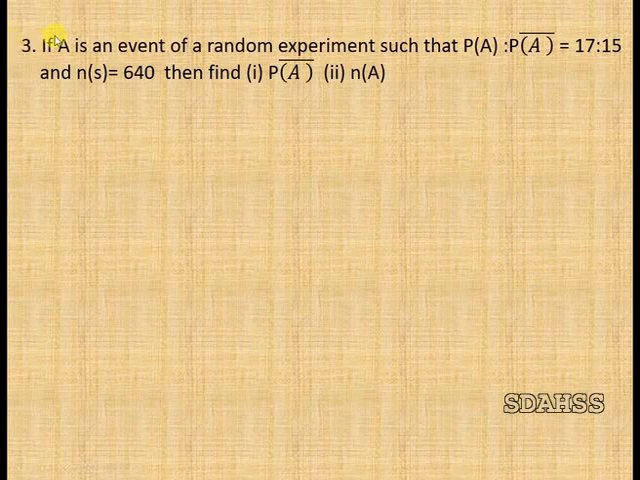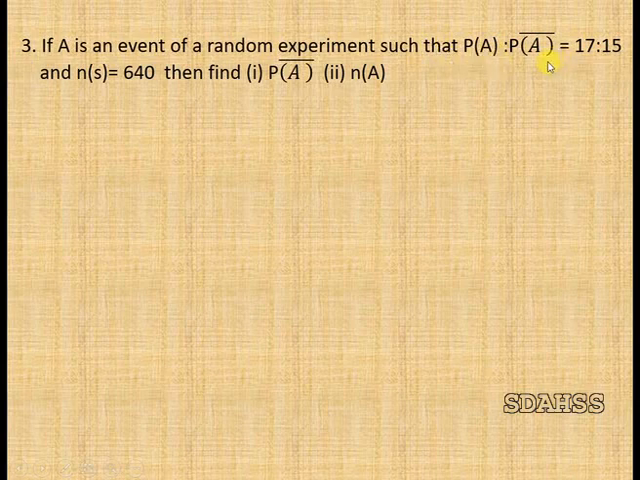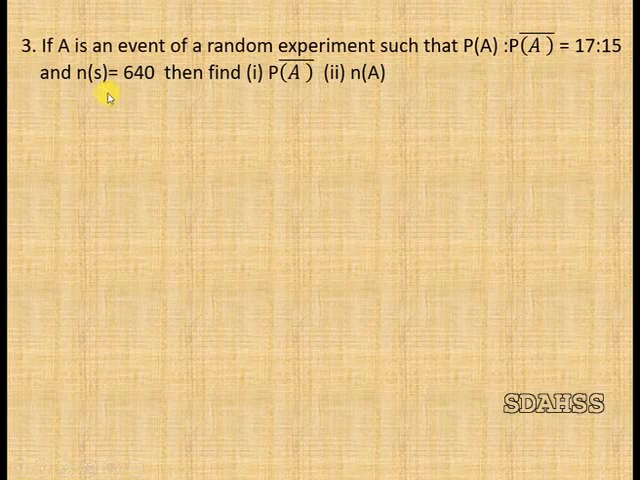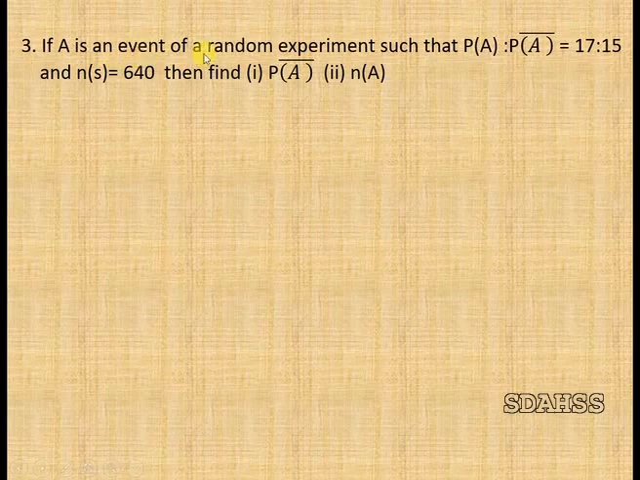Third sum. If A is an event of a random experiment such that P of A is to P of A bar is equal to 17 is to 15 and n of S is equal to 640, then find P of A bar and n of A.